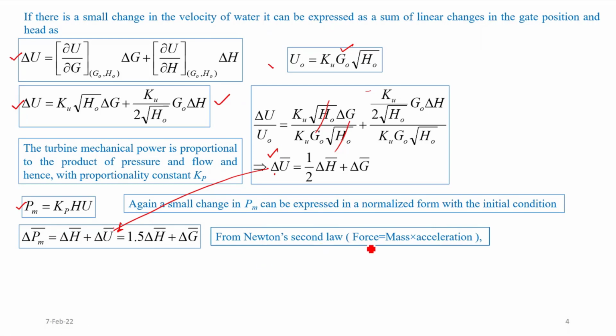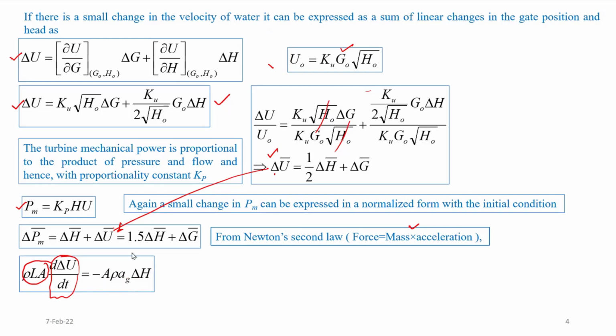Then from Newton's second law, force equals mass into acceleration, I can write another equation, that is rho L A d by dt of delta U. Okay, this is your acceleration, because the rate of change of the flow rate is acceleration. That will be equal to minus A rho Ag delta H. So rho L A is the mass, because rho is your mass density, L is your length of the penstock, and A is your cross-sectional area. So it will be equal to minus A rho Ag into delta H.